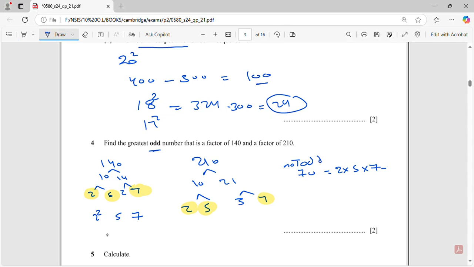So I will try using 7 and 5, which is 35. It will be odd, perfect. 7 and 2 will be 14, this is even. 5 and 2 will be 10, this is even. So we can note that 35 is the greatest odd factor of both numbers. So 35 is the answer. You understand this part, Mustafa?